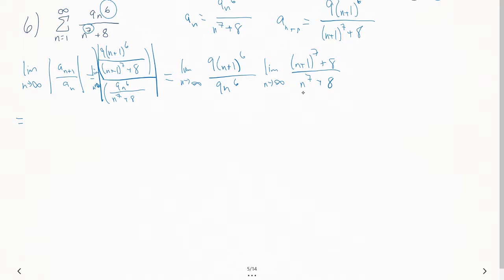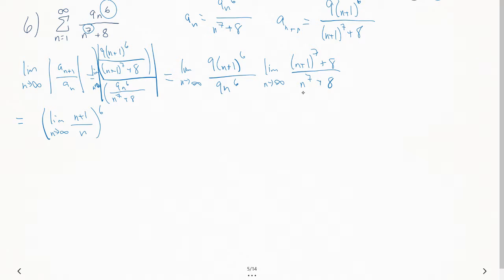So what happens is, if you take a look, the 9s will cancel immediately in that first limit. What we're left with is we can pull the limit to the inside because there's no constant on the outside. So you have n plus 1 all over n, and then that's raised to the 6th power.